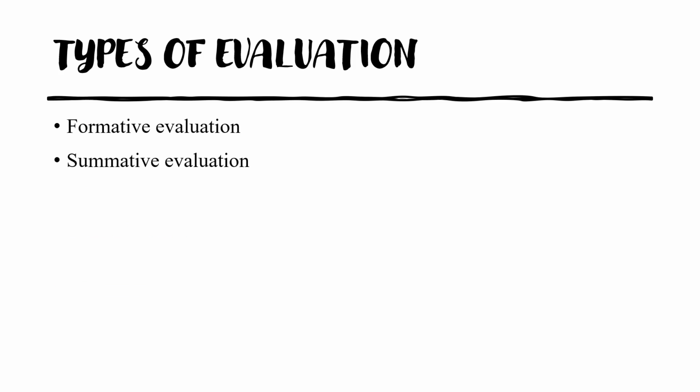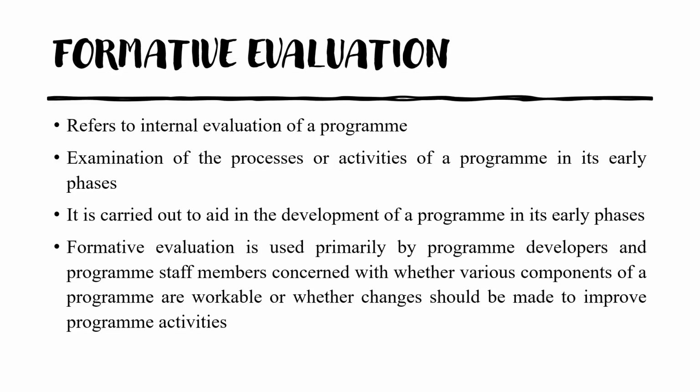What are the different types of evaluation? There are two types. One is formative evaluation and the second is summative evaluation. What is formative evaluation? It refers to the internal evaluation of a program, that is, examination of the process or activities of a program in its earliest phase. It is carried out during the development of a program, primarily by the program developers and program staff members, concerned with whether various components of a program are workable or whether changes should be made to improve the program activities.